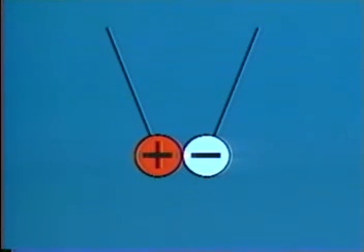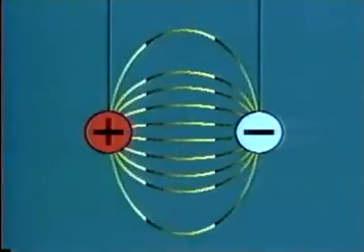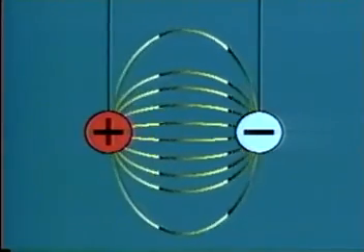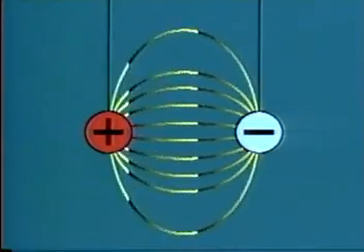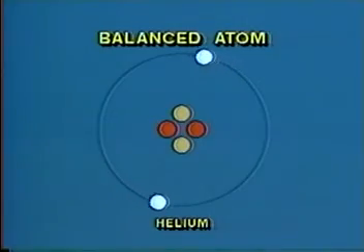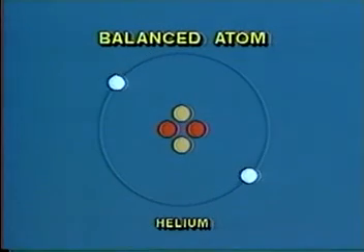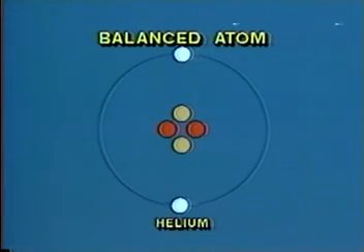The negative charge of an electron is equal to but exactly opposite the positive charge of the proton. Finally, the attraction of these opposing charges creates an energy field called an electrostatic field. When an atom has an equal number of protons and electrons, it is balanced or neutral and has no net electrical charge.